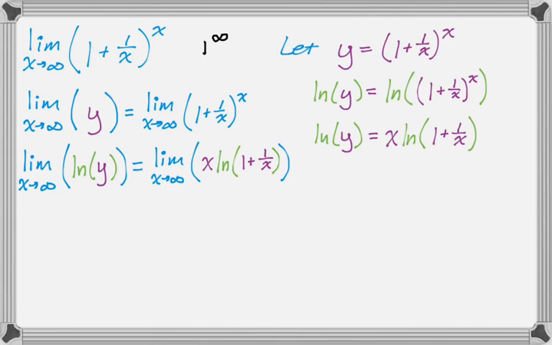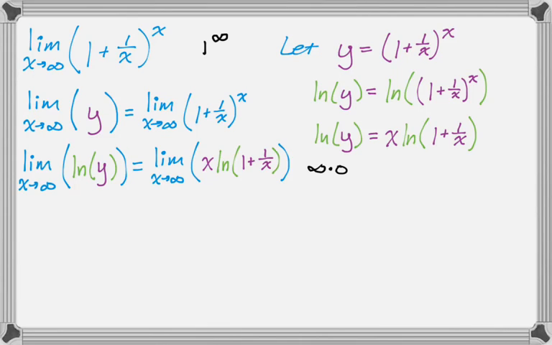except I used the property that exponents become coefficients. So now I have this limit, and the limit on the right is what you want to worry about. So the limit is x approaches infinity of x times natural log of 1 plus 1 over x. If you just direct substitute in there, you now have infinity times 0, which is still almost indeterminate. It's kind of almost something we could use L'Hopital's on, but not quite.